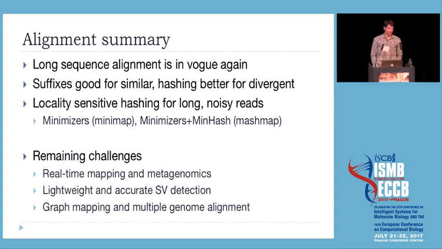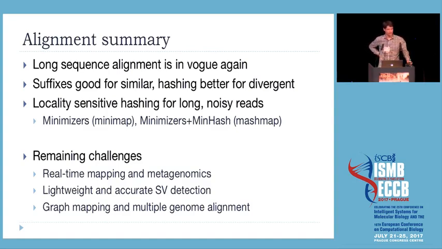and PacBio reads. As I mentioned earlier, the suffixes were good when things were similar, but when you have divergent sequence or noisy sequence, we find that hashing works much better. In particular, this kind of locality sensitive hashing strategy where you take like a 10 KB piece of sequence and you reduce it down to some compressed representation, like we've done with min hashing or minimizers, allows you to rapidly scale up the mapping problem.